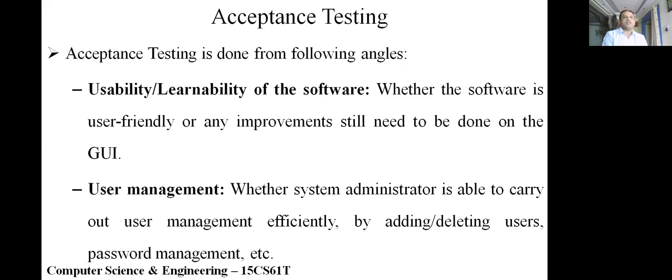So the first point is usability or learnability of the software. Whether the software is user friendly or any improvements still need to be done on the graphical user interface. In acceptance testing, we check whether the client is able to use the software or not. For example, it is a reservation software. So who is going to reserve a ticket? The end users, the consumers.